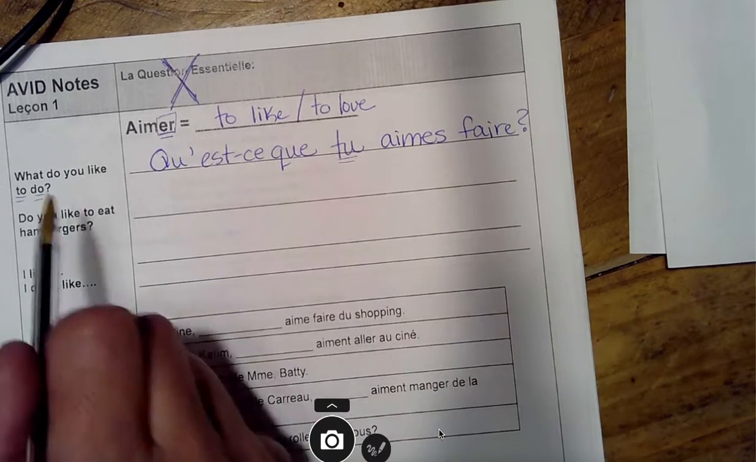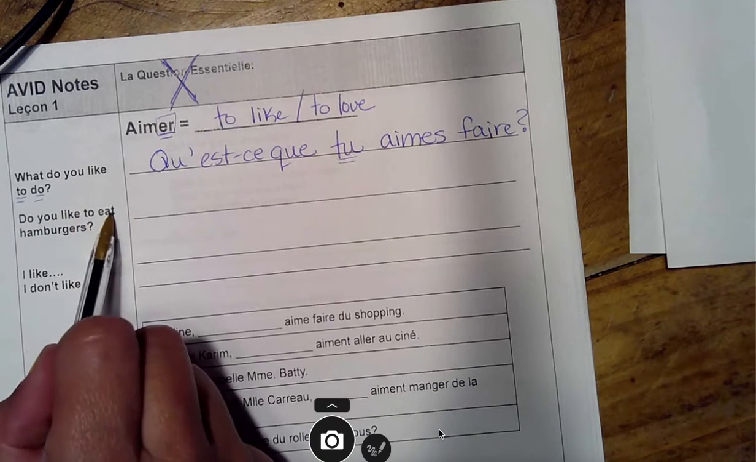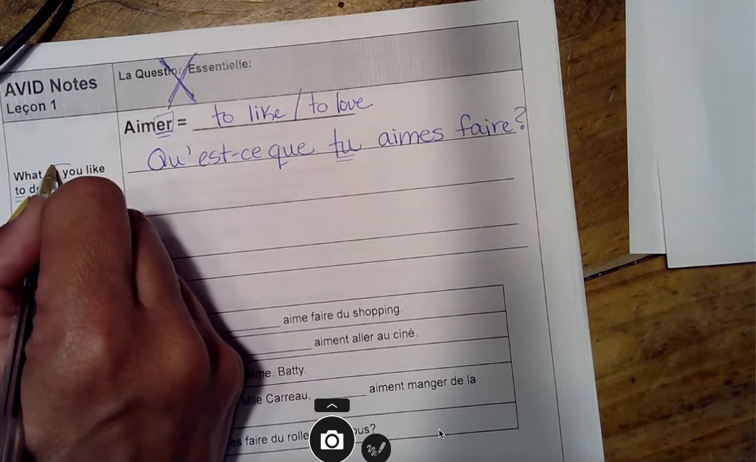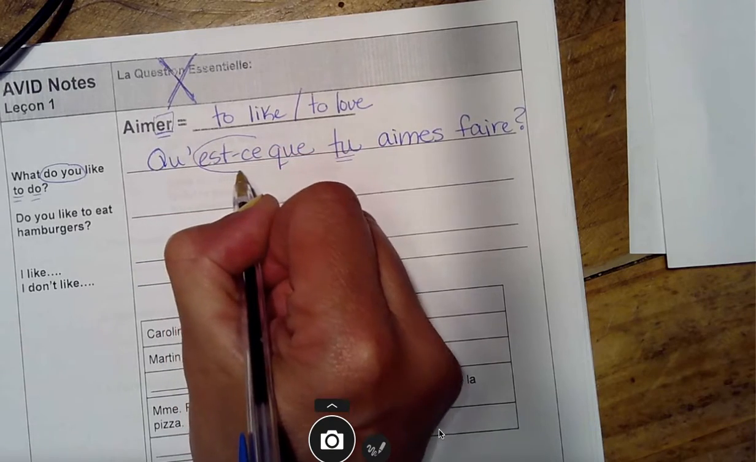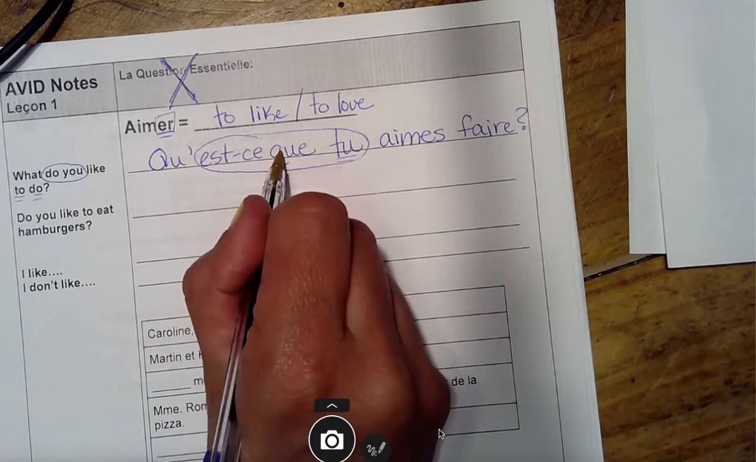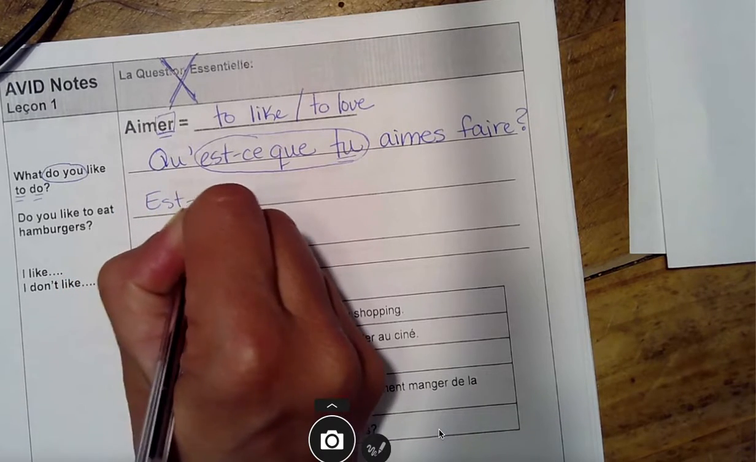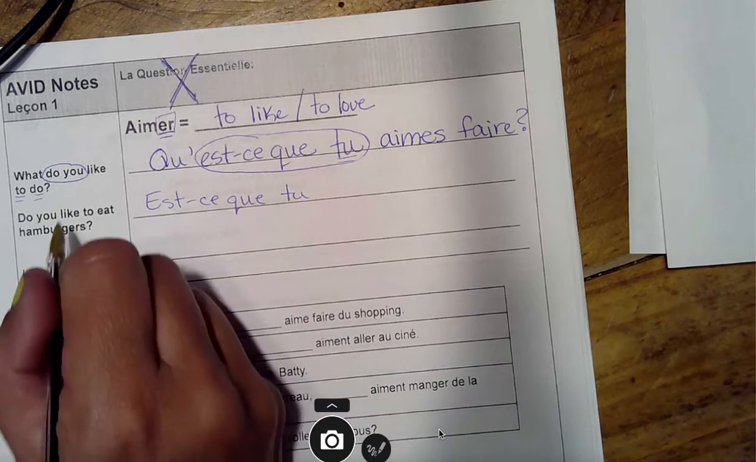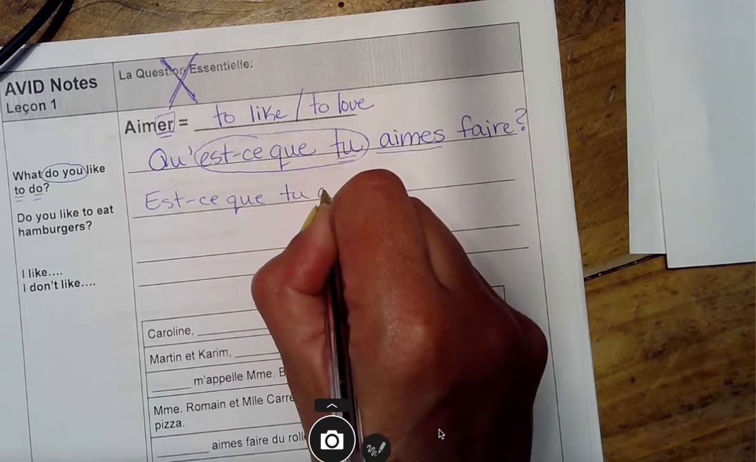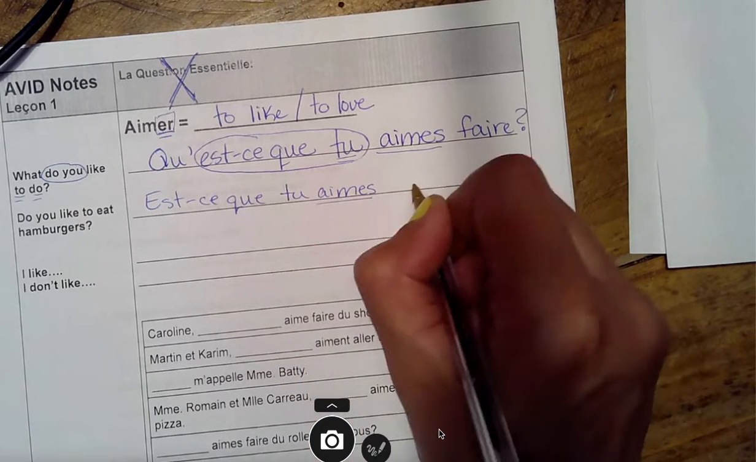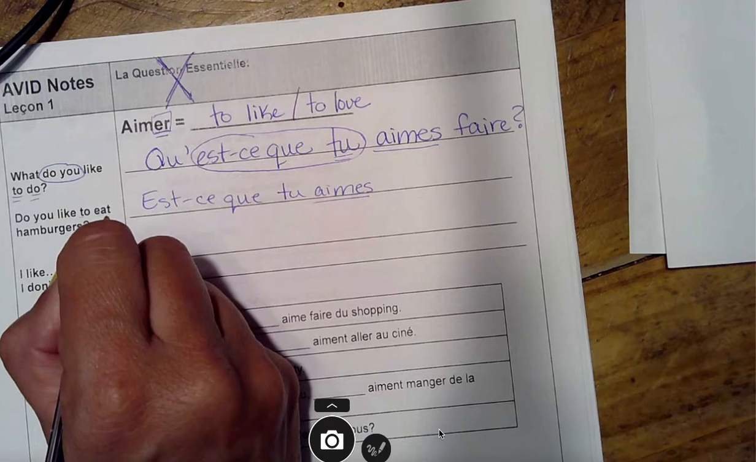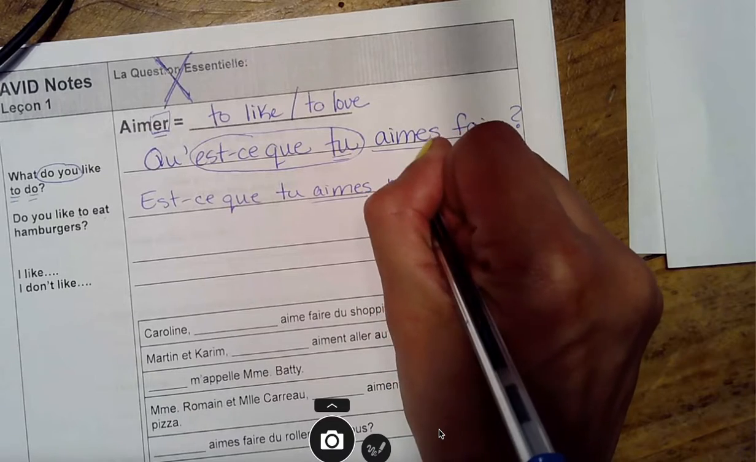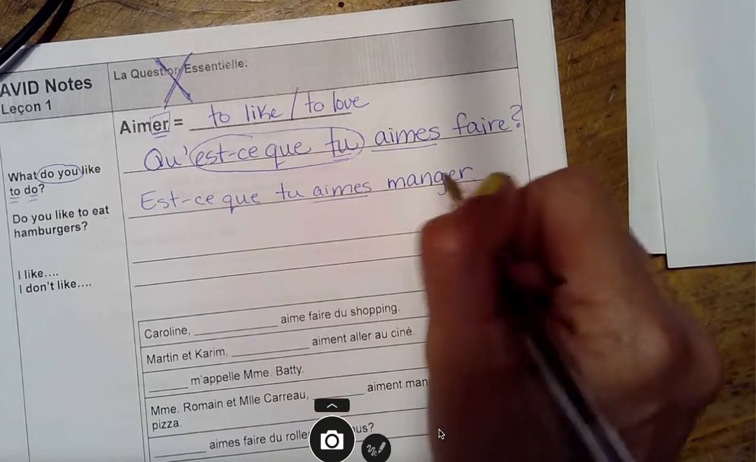Okay? And then here's another question. Do you like to eat hamburgers? Okay, so we could say that. So remember, do you is est-ce que tu. So now we can just write est-ce que tu, do you, like, aimes, and then to eat. Remember our verb to eat? I think it started with an M. I forgot. Oh, manger. Est-ce que tu aimes manger?